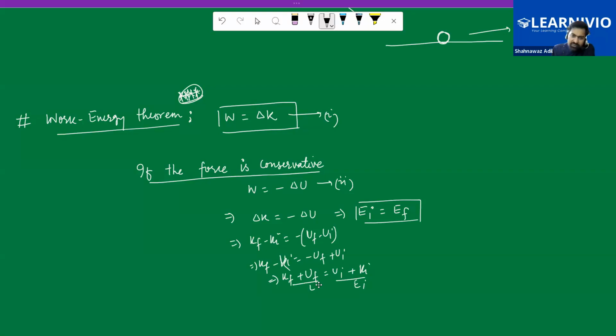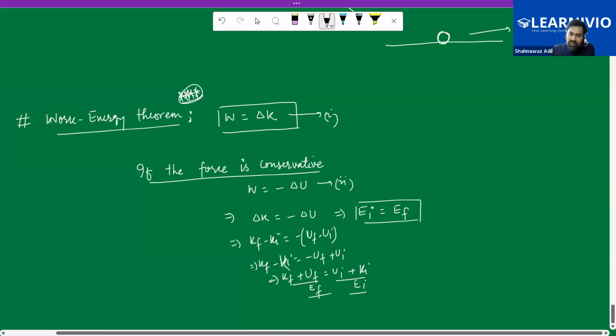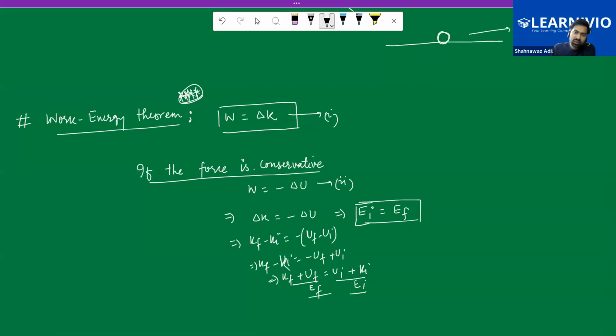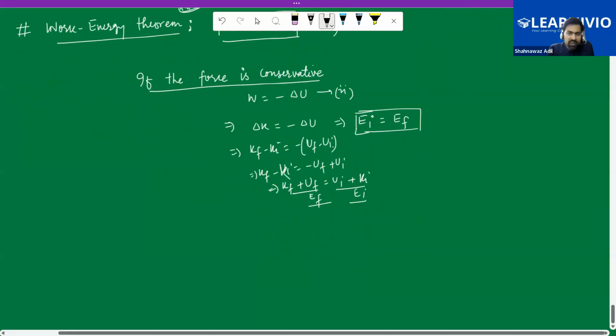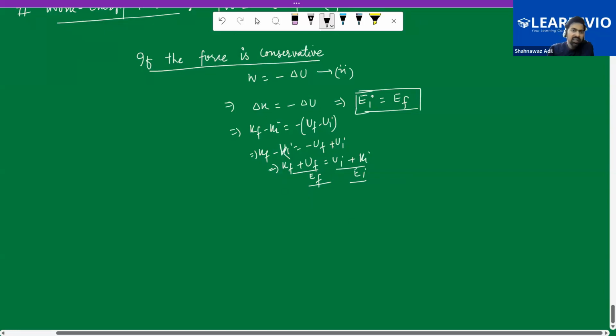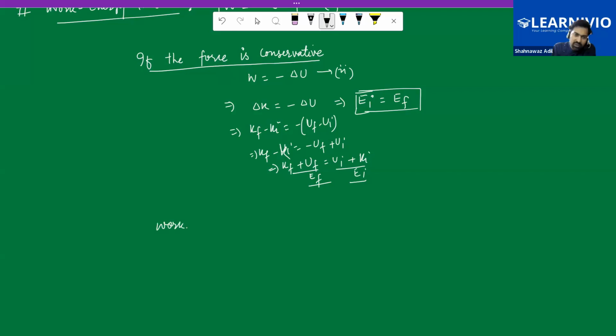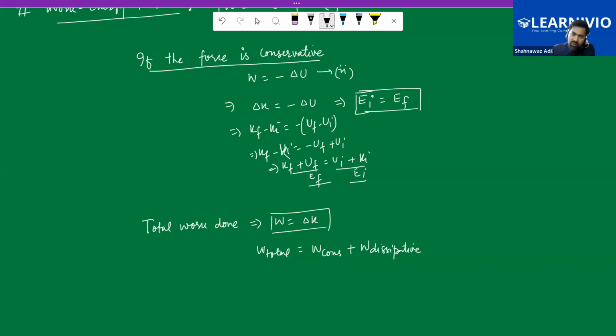So you will have mechanical energy is conserved for the case of a conservative force. But if the forces are dissipative, right, some amount of energy is being dissipated, then in that case your work energy theorem would be, total work done, that would be always true, right? So total work done would be change in kinetic energy. And this W total would consist of the conservative force and then the dissipative force. So all the things would be there, right?